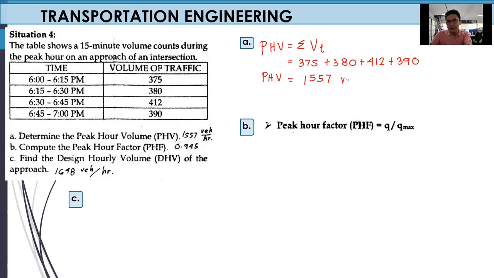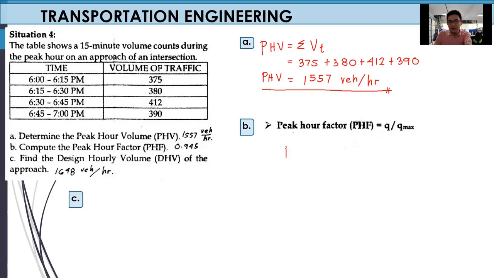Okay natin, vehicles per hour. Ayan. Okay. So, lagyan natin ng line, final answer. Okay, so for letter B, peak hour factor naman din yung hahanapin natin. So, what is the formula for peak hour factor? That is Q divided by Q max. Diba? So, yan yung hinahanap natin, peak hour factor.